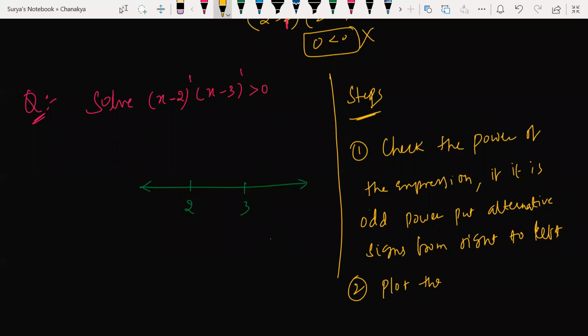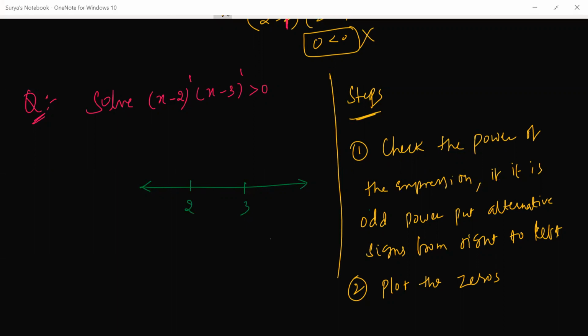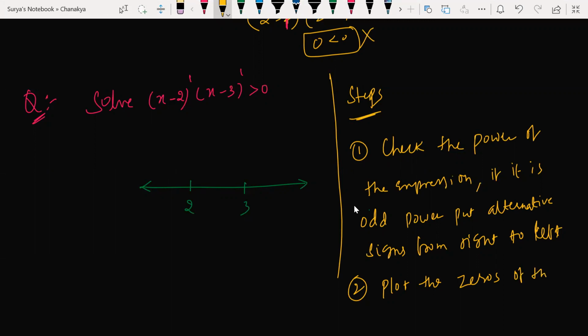Plot the zeros. If we multiply x minus 2 into x minus 3, the power will be 2, right? But don't multiply, we are not multiplying here. Even if you factorize them, you will get a single power. I'm talking about after factorizing, we plot the zeros of the terms on the number line. This is step number 2.